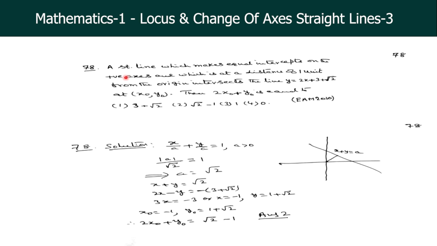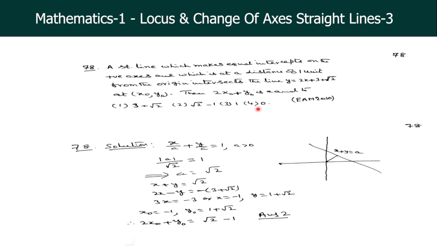Option 1. 78. A straight line which makes equal intercepts on the positive axis and which is at a distance of 1 unit from the origin intersects the line y is equal to 2x plus 3 plus root 2 at (x naught, y naught). Then 2x naught plus y naught is equal to: 1) 3 plus root 2, 2) root 2 minus 1, 3) 1, 4) 0.